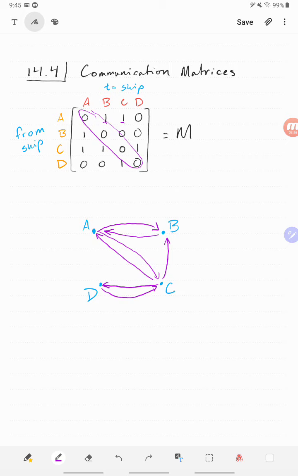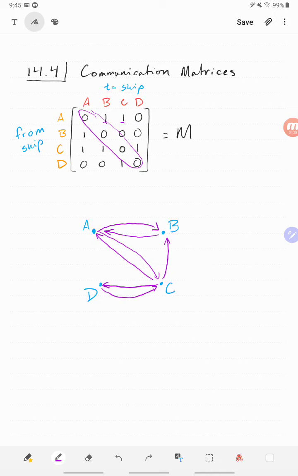You are, for your test, going to need to be able to either go from here to here, or from here to here. You're going to need to be able to write out a communication matrix based on maybe a picture like this one, or write a picture based on the matrix itself.